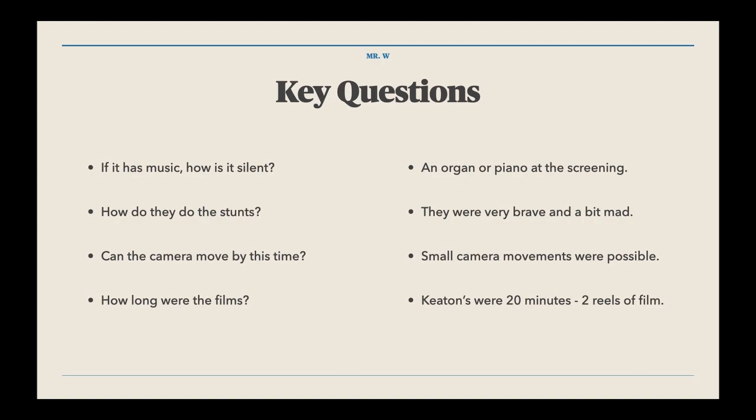How long were these films? Buster Keaton's films were only 20 minutes long. They were 2 reels of film. A lot of them went up to 70, 80, 90, and in some really exceptional cases, they would go up to 2 hours plus. But for a reel of film, 10 minutes long, Buster Keaton managed to make all of his films at this particular point last 20 minutes.